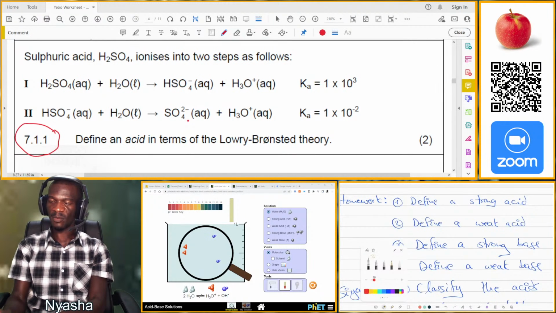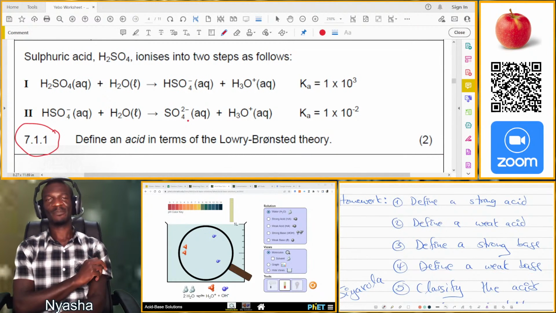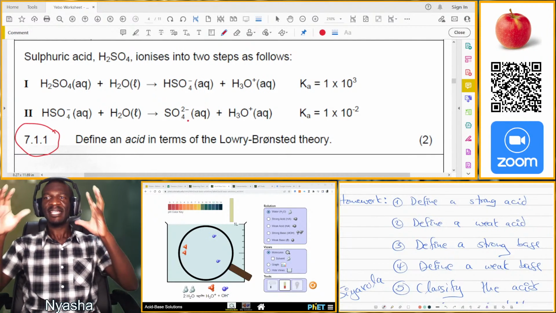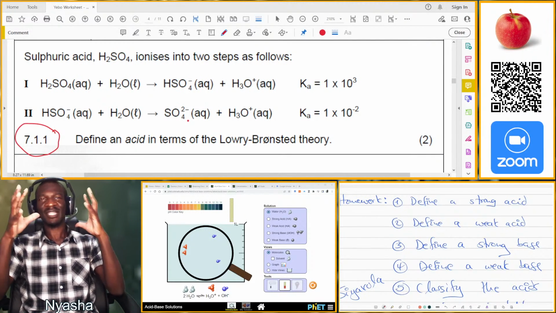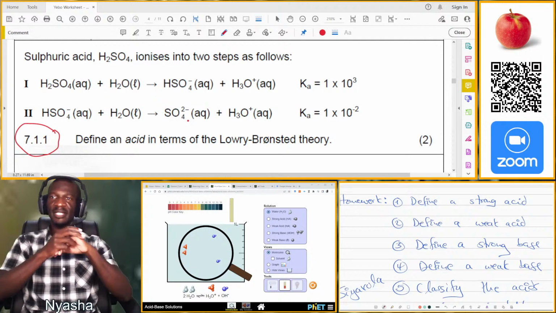So I gave you some homework. What is a strong acid? What is a weak acid? What is a strong base? What is a weak base? If you would like to see that pictorially, in an image, so that you can maybe remember, you can try to use this tool. I gave you this link so that you can try it.